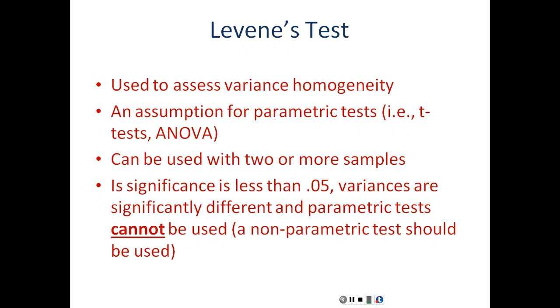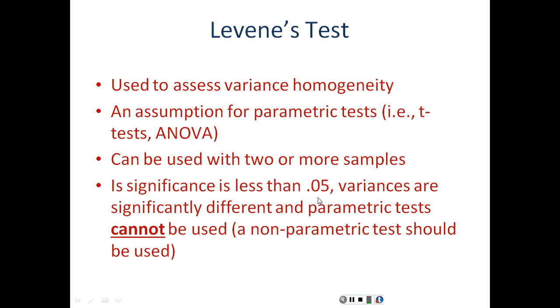Now, another test that we can use to assess the variance homogeneity is Levene's test. Again, this is for multiple groups, for two or more samples. This would be an assumption for parametric tests like your t-test, where you're looking at 2 groups, or your ANOVA, where you're looking at 3 groups, which we will talk more about in the semester. So don't freak out if you have no clue what a t-test or an ANOVA is. That will come, I promise you.